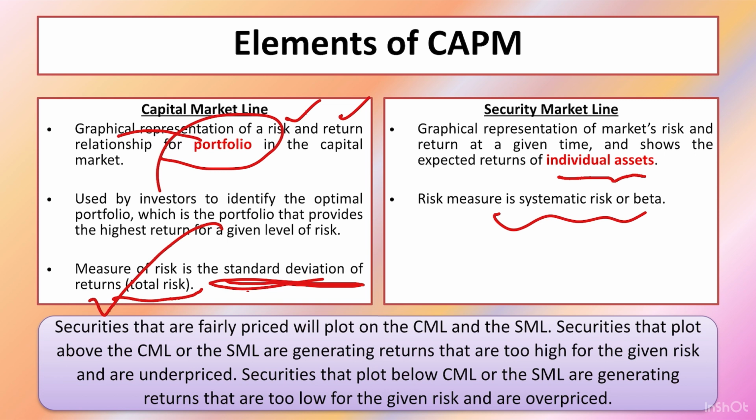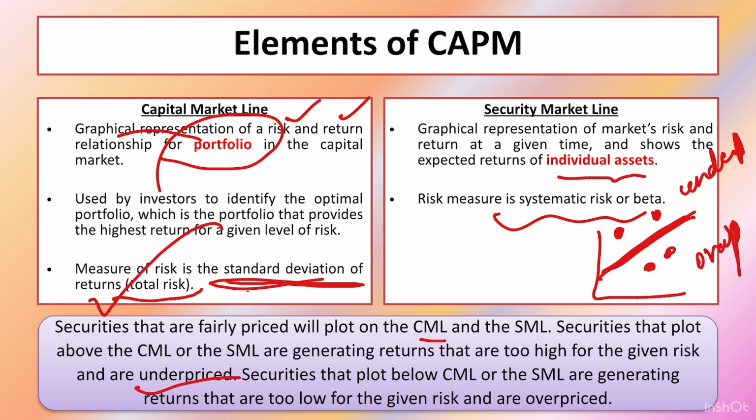Now, once you plot the securities on this graph, what is it going to tell you? It is going to give you undervalued or overvalued securities, right? If I say this is a graph of my CML or SML, it is saying that all the securities plotted on this line are fairly priced, whereas securities above the CML or SML line are underpriced, and securities priced below it are known as overpriced.